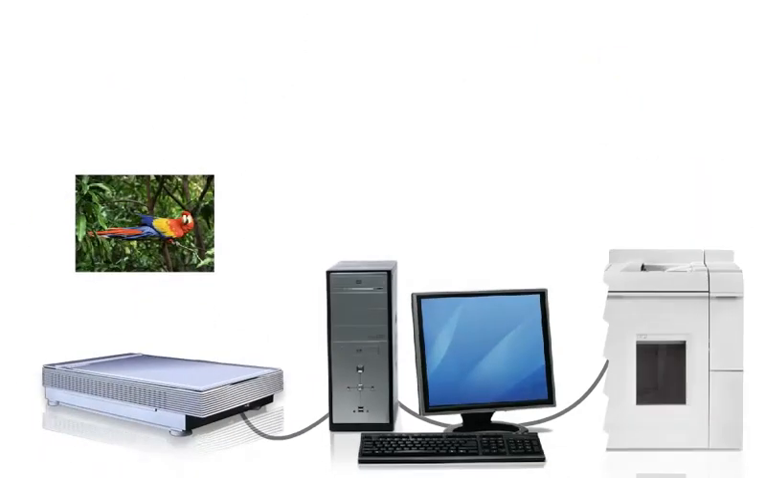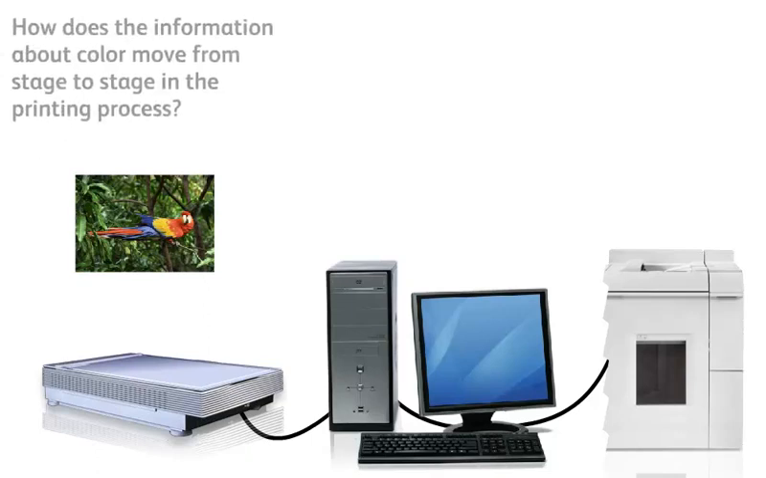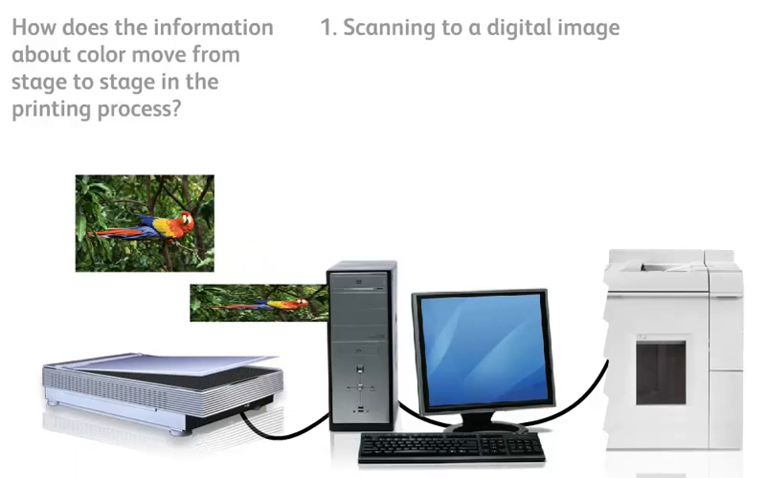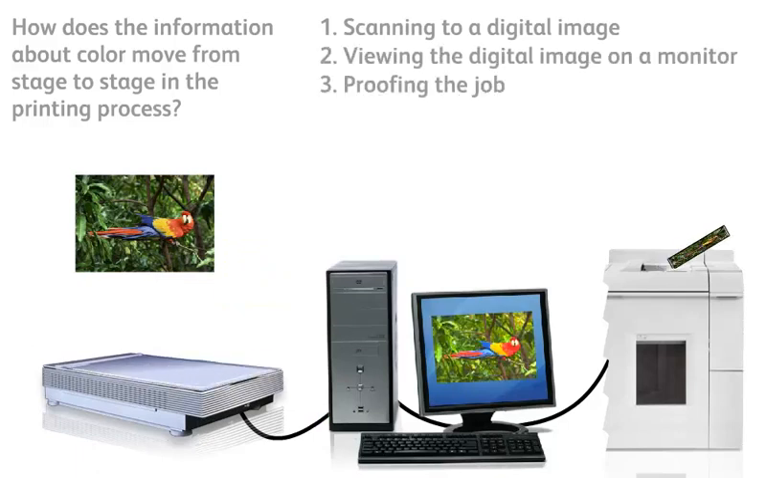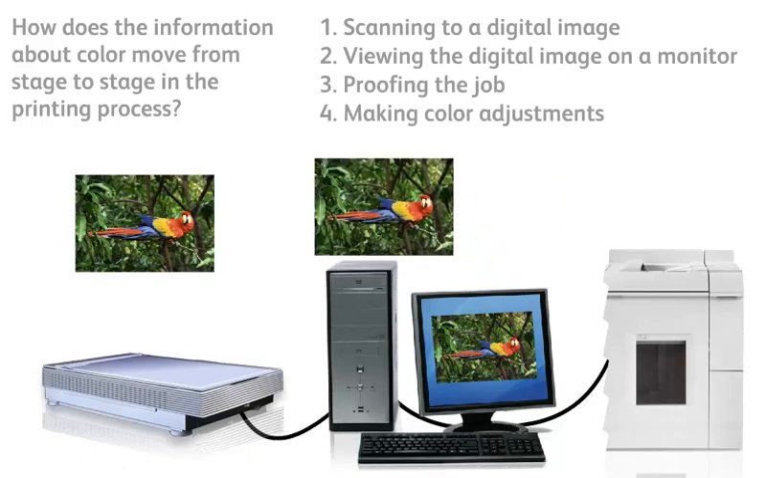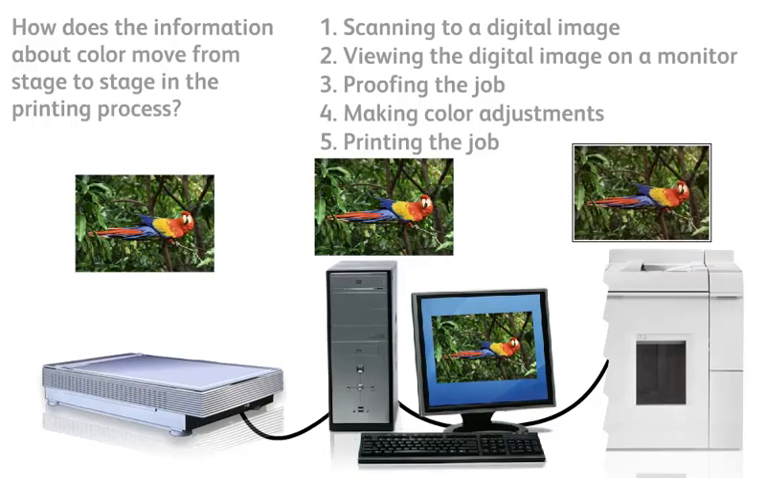Now that you understand more about color, let's look at how color data moves from stage to stage in the printing process. There are at least 5 places in the printing process where color data can be converted, manipulated, or approved. Scanning to a digital image, viewing the digital image on a monitor, proofing the job, making color adjustments, and printing the job. Some of these are obvious areas where color may change, such as printing the job and making color adjustments. Let's take a closer look at some of the less obvious places where color may change.